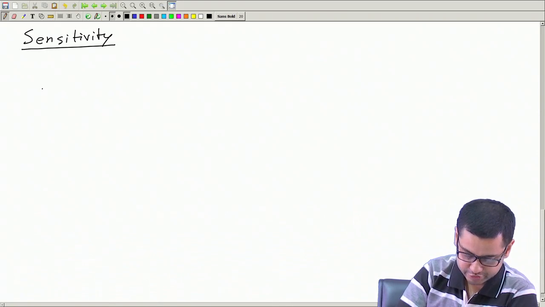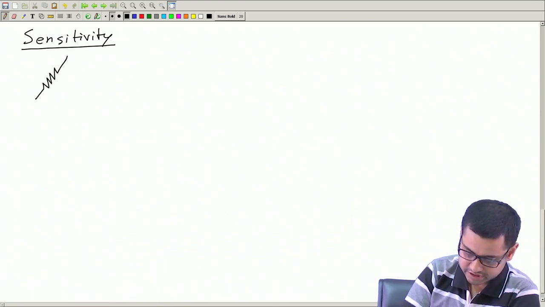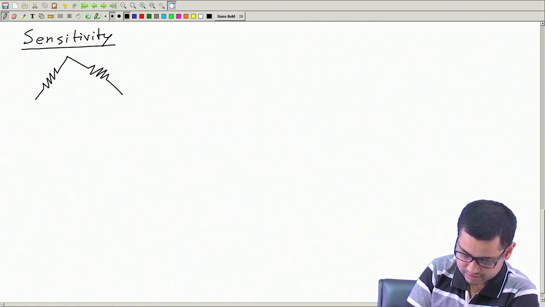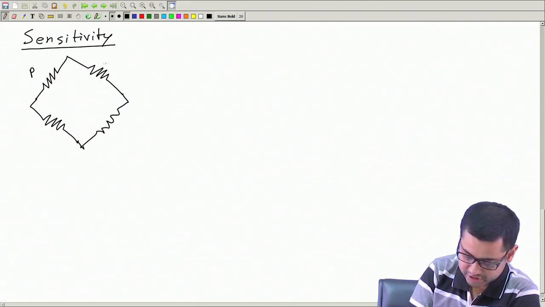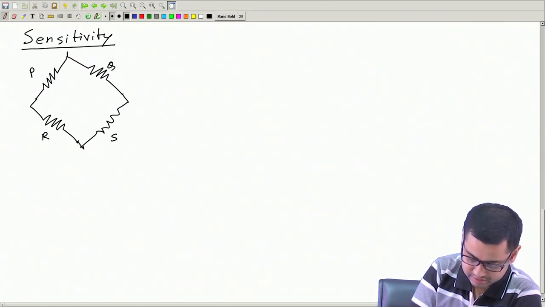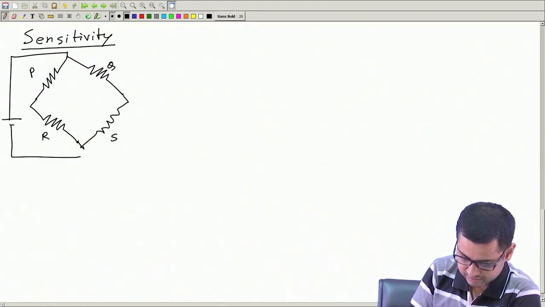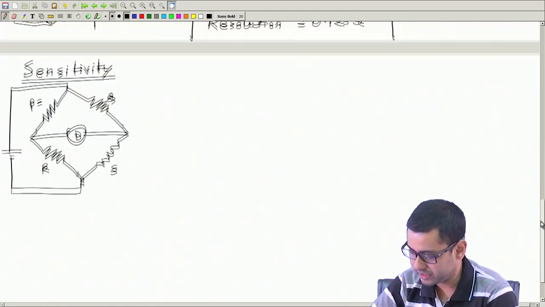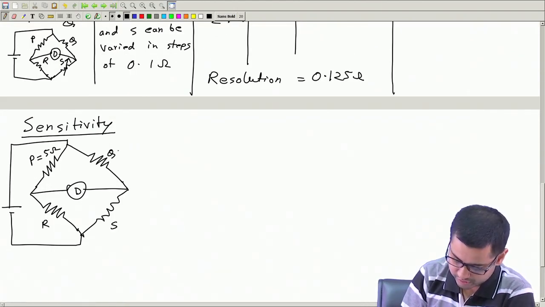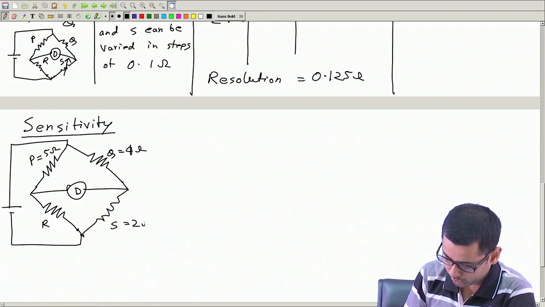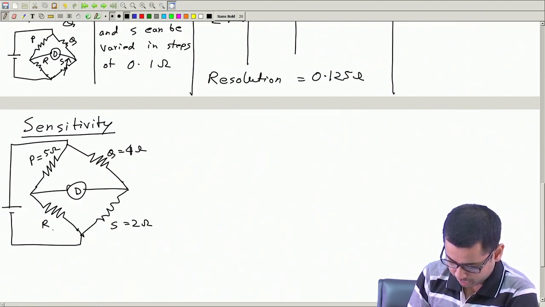So, what do we mean by sensitivity? This is the bridge, where we have say P, Q, R and S, and the detector. The chosen values of P, Q and S for this example are 5 ohm, 4 ohm and 2 ohm. So, R came out to be 2.5 ohm.